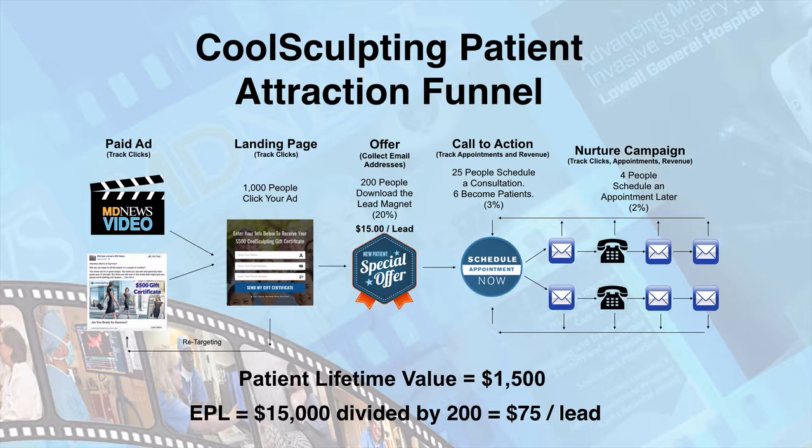So here's your EPL. You've got 10 patients, 6 first time around, 4 coming later, that's 10. You've got a lifetime patient value of $1,500, that's $15,000. And you had 200 leads, remember? So there's $15,000 divided by 200 is $75 per lead. That's what your leads are worth to you.